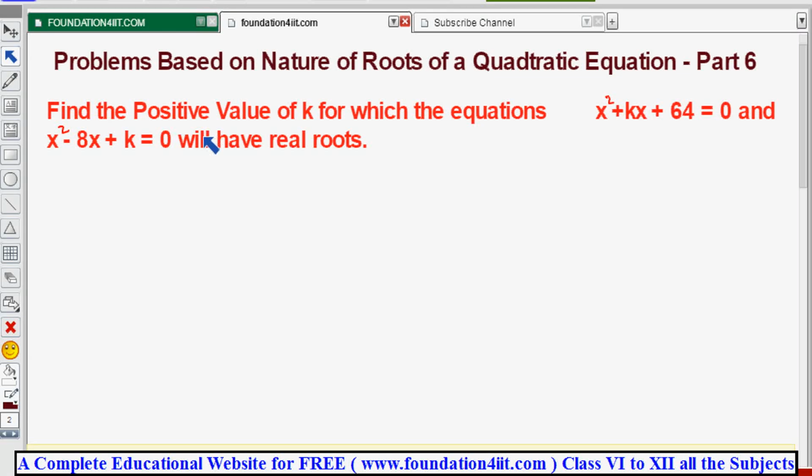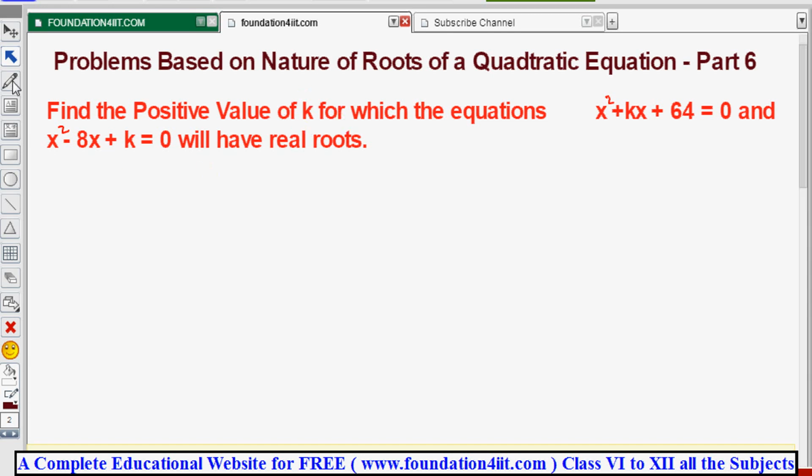Okay, let me show one last problem from this topic: the problems based on nature of the roots. Find the positive value of k for which the equations x square plus kx plus 64 is equal to 0 and x square minus 8x plus k is equal to 0 will have real roots. So when both have real roots, what is the positive value of k?